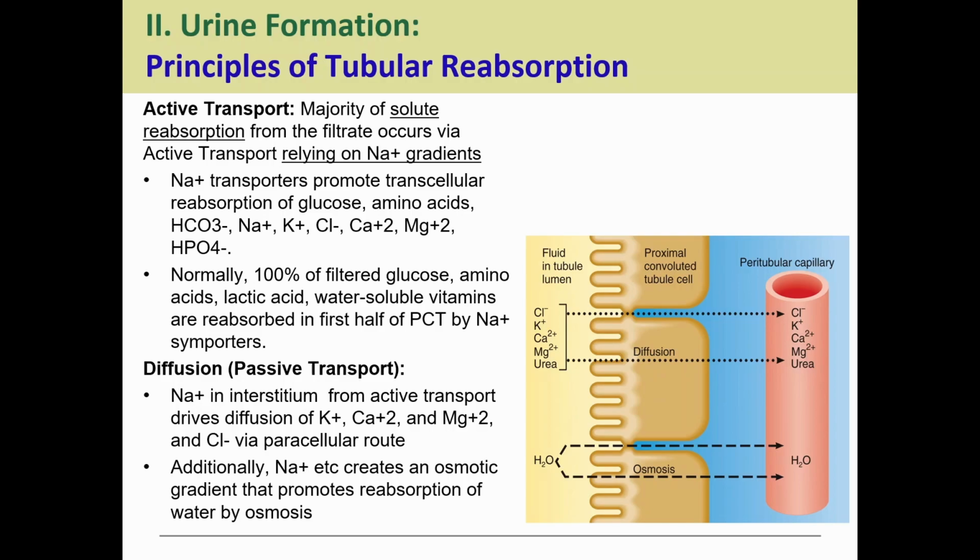So because we have all this sodium in the interstitial space, using these symporters, we can then use it to pull other ions with it. We also, because we have all this sodium, we can create an osmotic gradient, which basically promotes osmosis, right? Water is going to be pulled by that high sodium concentration, so water will just pass through those cells or in between those cells passively.